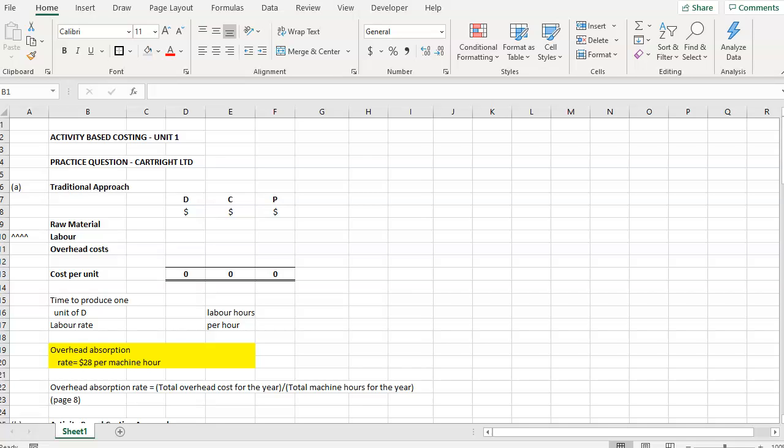Now, Part A reads, calculate the cost per unit for each product using traditional methods, absorbing overheads on the basis of machine hours. Now, in the first table, it gives you the information or some of the information you will need to complete the calculation for Part A.